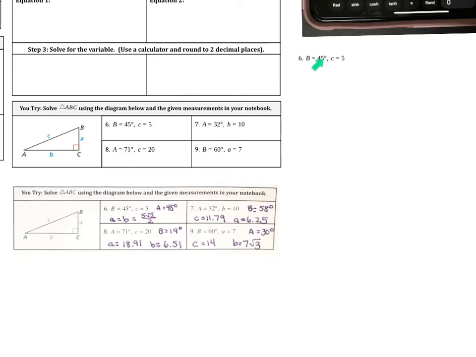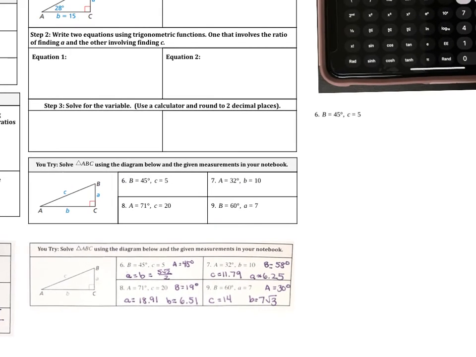So we have B is 45 degrees and C is 5. So what we're going to do is draw a right triangle, and it's not going to be to scale, and that's okay. So if I'm given B is 45 degrees, C is 5, we are using right triangles. Now I would at least use kind of how they labeled the triangle here to help you out. So let's do that.